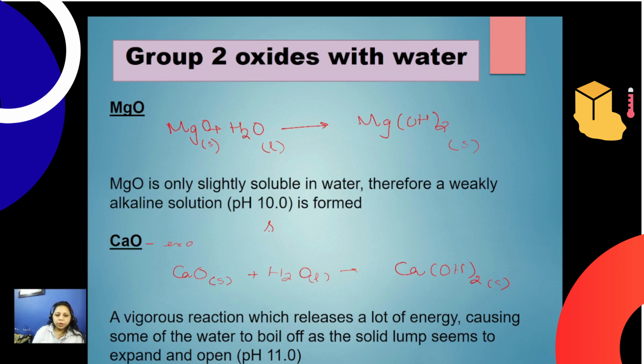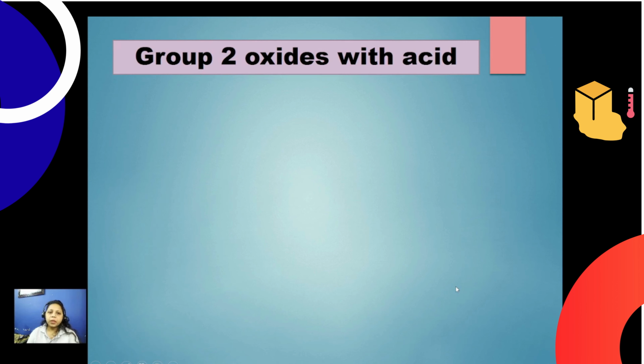When we write strontium oxide, which is a solid, it reacts with water, a liquid, and forms strontium hydroxide, but now it would be aqueous. Why? Because it's a strong alkali, it dissociates easily. That's why we are writing it as aqueous. Same goes for barium. Barium also, you have to write the state symbol as aqueous because the ions are easily dissociated. Simple. Now, what happens when these oxides react with acids?